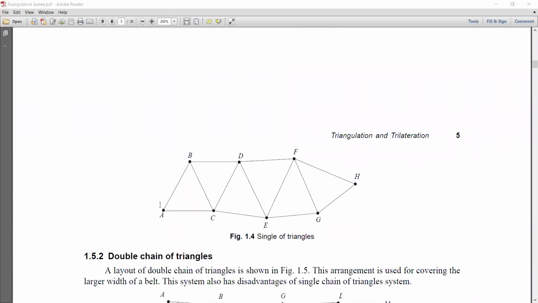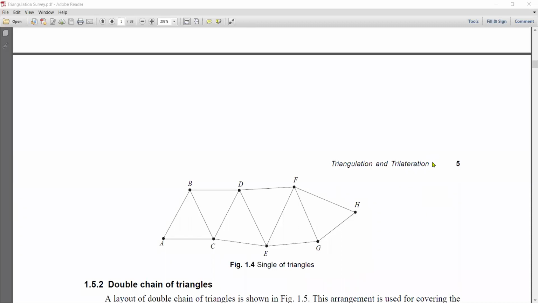By using triangles ABC, BCD, CDE, DEF, like that, single triangles are joined and made into a single chain. Lengthwise, the chain can be framed. ABC is a triangle, BCD is a triangle. These two triangles are joined here. Again, the next two triangles are joined here. By joining these triangles, we can frame a single chain. These types of drawings of triangles are called a single chain of triangles.